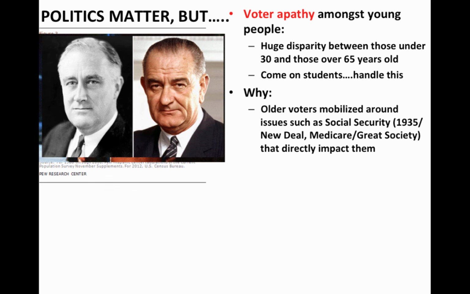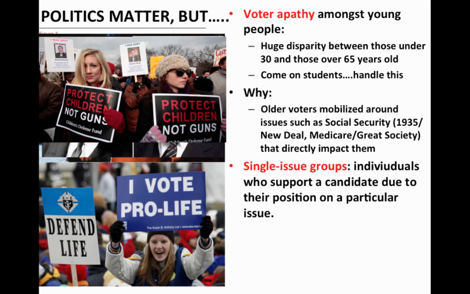These issues directly impact them. So they are mobilized, they turn out in greater numbers around these issues. Now, single issue groups or single issue voters are people who support a candidate due to their position on a particular issue. So, for example, if a candidate is anti-abortion, they will support that candidate. They don't really care about all the other issues as long as that one issue is taken care of in their mind. They don't really care about everything else. So gun control, healthcare, these are issues that oftentimes mobilize voters around a single issue.